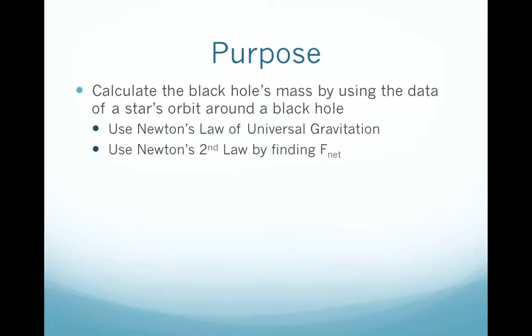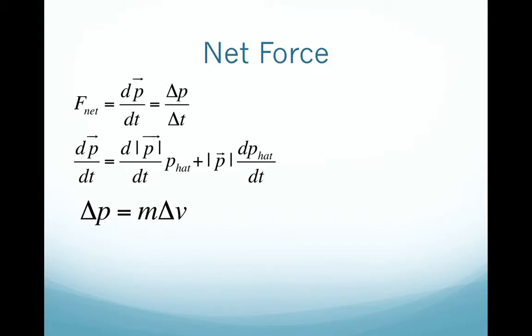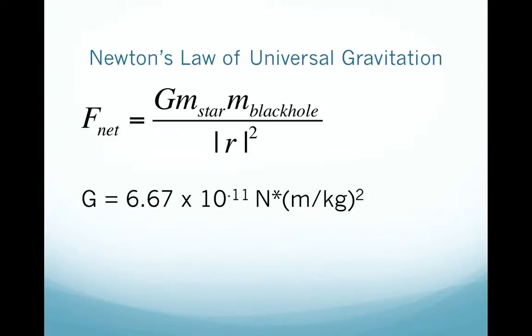For this lab, we had to use Newton's second law in the form of F net equals delta P over delta T, derived from the dP dt equation. Then, we use Newton's law of universal gravitation, which is the gravitational constant times the masses of the star and the black hole divided by the distance between the two systems, the star and the black hole, squared.